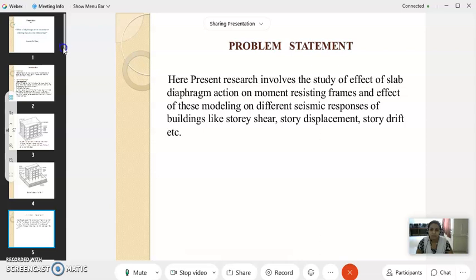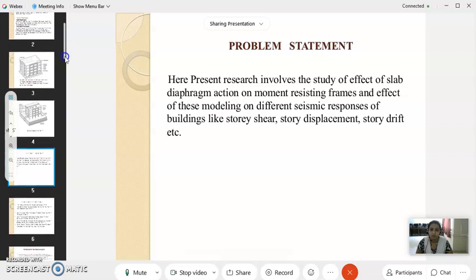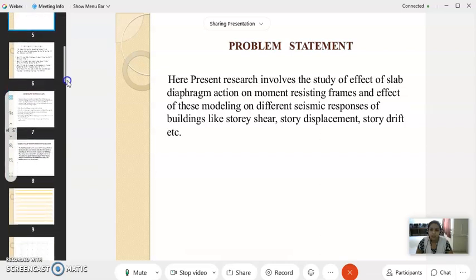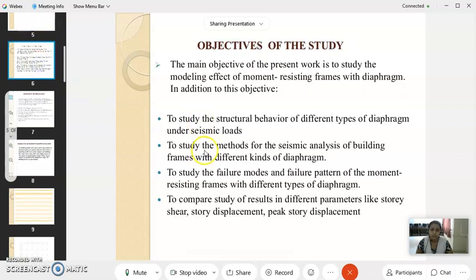and the effect of this model on different seismic responses of the building like story shear, story displacement and story drift. Objective of the study. The main objective is to study the structural behavior of different types of diaphragm under seismic load. Next, to compare the results for different parameters like story shear, story displacement, and peak story drift.